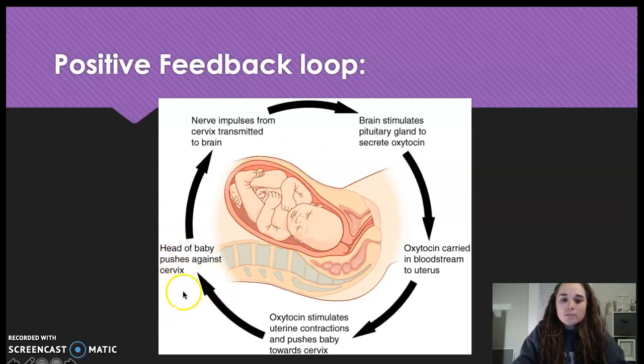During childbirth, the head of the baby pushes against the cervix. Nerve impulses from the cervix are transmitted to the brain. The brain stimulates the pituitary gland to secrete oxytocin. The oxytocin is carried in the bloodstream to the uterus. And then the oxytocin stimulates uterine contraction and pushes the baby's head towards the cervix. This then starts the cycle over again. The head of the baby pushes against the cervix, the signals are transmitted, and it goes on and on until the baby is born, and then that's when the loop stops.